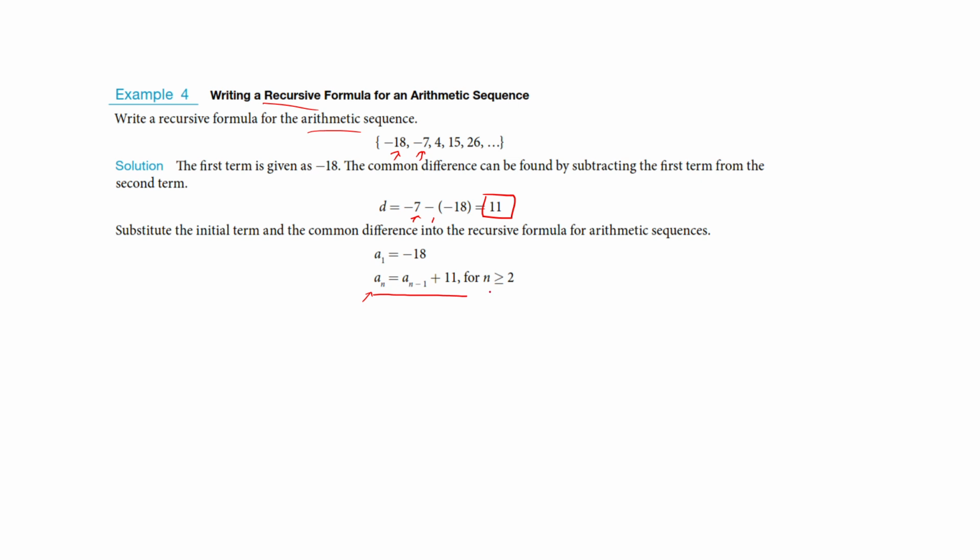Now, we have to define that n has got to be greater than or equal to 2, because we are going to be building this. We need to know the previous iteration here. So we have to know the first one in order to be able to define this recursive formula. So all I'm saying here is that we have to call this for n greater than or equal to 2. We can't just say this is true all the time, because you wouldn't know what a sub n minus 1 would be.